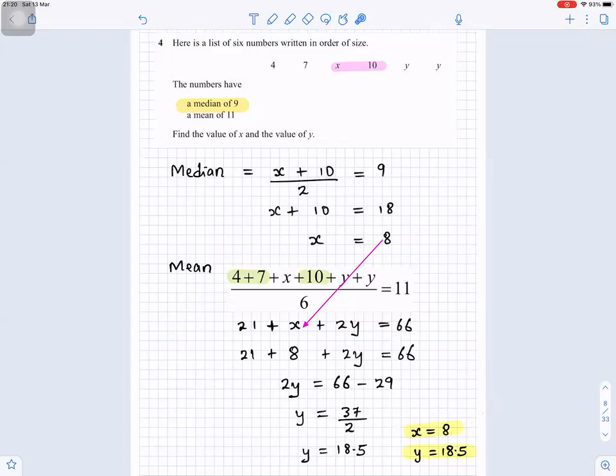And after you get your answers, you can always put them back and check if it gives you a median of 9 and also check if it gives you a mean of 11. That's something you have to do when you do an exam to check your answers at the end.